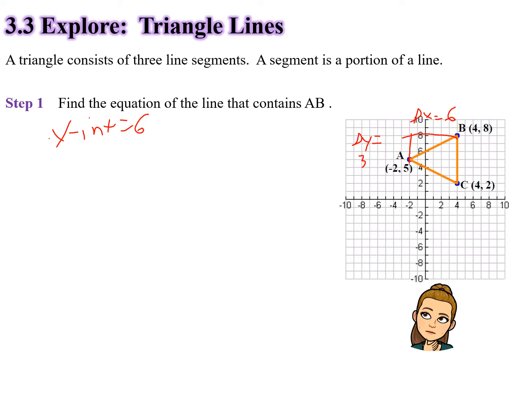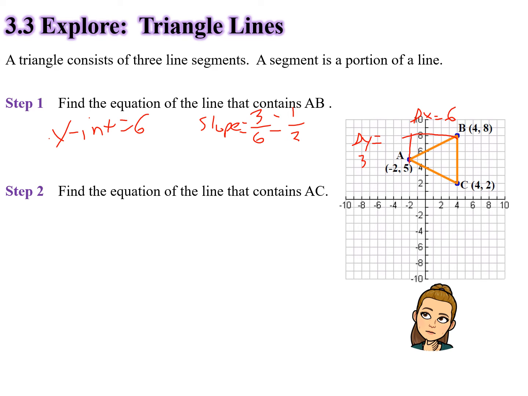So my slope is equal to my change in y over my change in x. And if I simplify that fraction, 3 over 6 simplifies to 1/2. The equation of my line then looks like y equals 1/2 x plus 6.